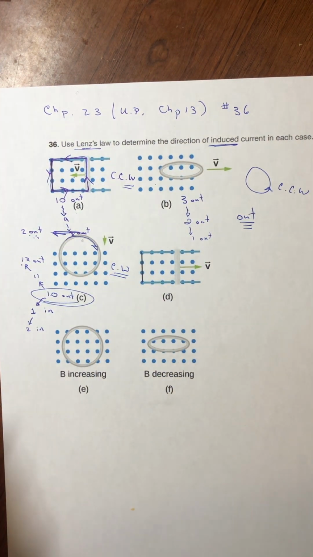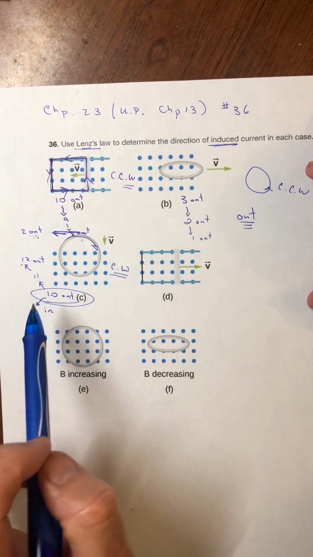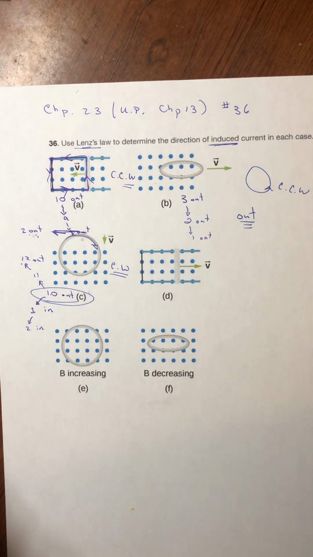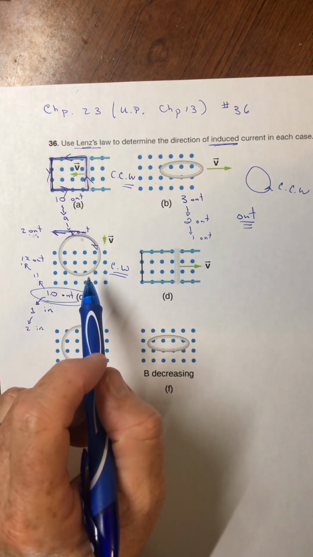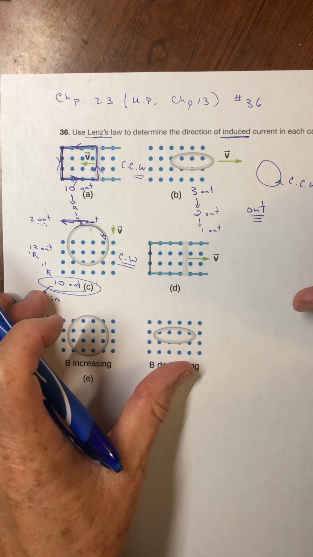And so C should be, let's see, did I do that right? A, B, C. And so C should be clockwise. And like I said, I called up the solutions, and the solutions say counterclockwise. Makes me think I did something wrong, but I don't see it.